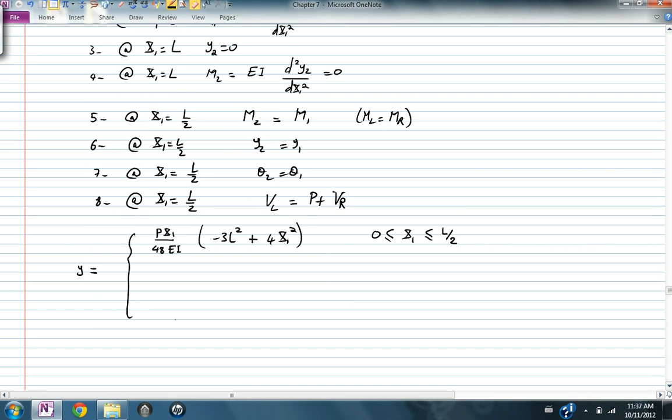And y2, which is the displacement on the other half of the beam, will look like this. P times (L minus x1) divided by 48 EI, multiplied by (L squared minus 8 x1 L plus 4 x1 squared). And this is when x1 is between L over 2 and L.